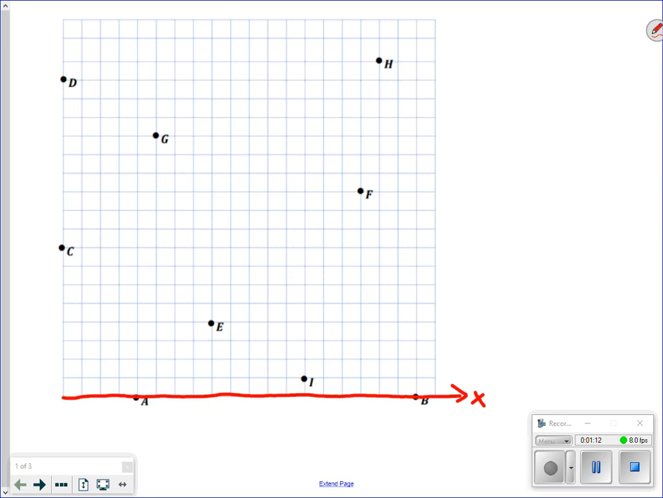Draw a perpendicular line that goes through points C and D. So we are going to draw a perpendicular line that intersects our x-axis. What's perpendicular? That makes a right angle. Two lines, an intersecting line that creates a right angle.